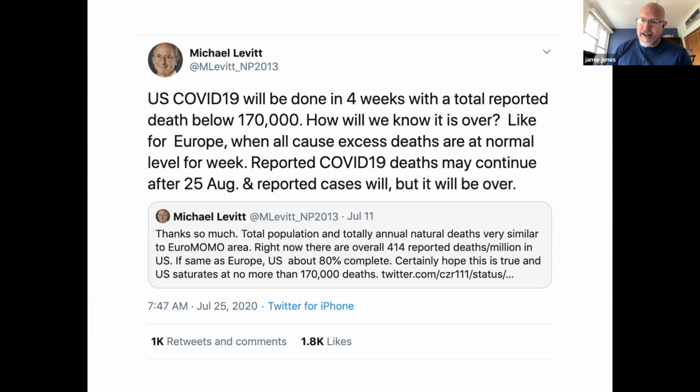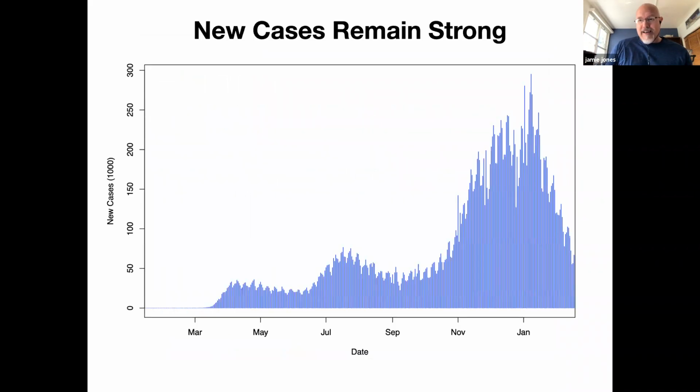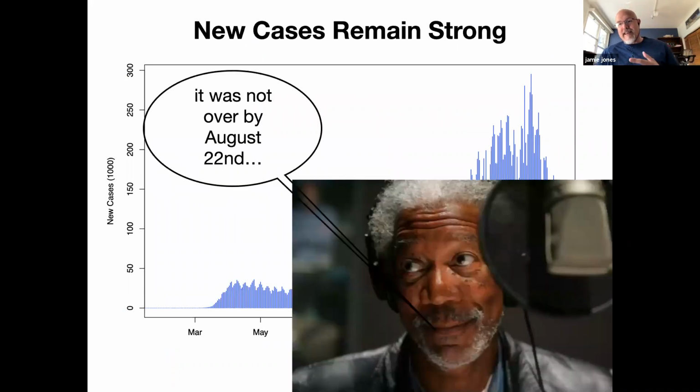That was 4 weeks from when this tweet was sent out by a Nobel laureate, a Stanford professor, very smart guy, not an epidemiologist, okay? But he certainly has a great deal of scientific cachet and influence, right? And so, how did it go for this prediction? Well, there's August 22nd. And our narrator can chime in at this point and say it was not over by August 22nd.